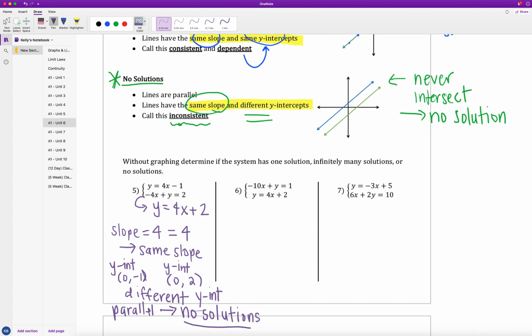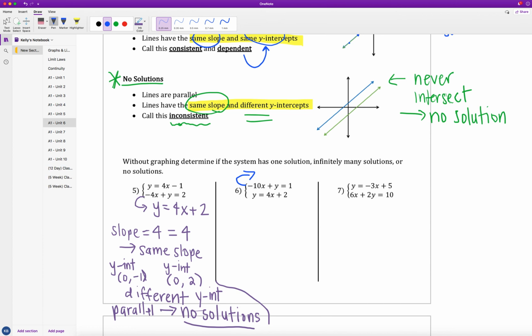And no solutions, that is going to be our final answer for example 5. Let's look at example 6. We have negative 10x plus y equals 1, and y equals 4x plus 2. So in our first equation, I need to rewrite this in slope-intercept form. Why don't you guys pause the video and rewrite that equation in slope-intercept form.